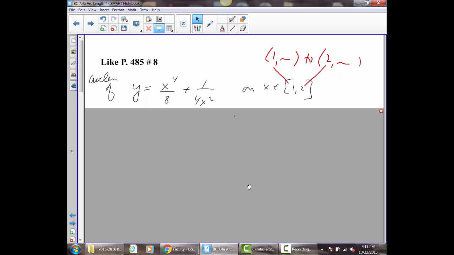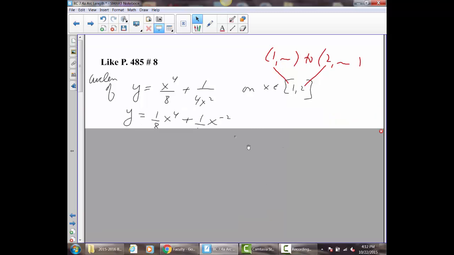So this is like number 8 on page 485. Find the arc length of y equals x to the 4th over 8 plus 1 over 4x squared on the interval from 1 to 2. They're not very clear in your textbook that it's x equals, but if the function is given to you in terms of x, that means the interval they're going to give you is in terms of x. Vice versa, if x is a function of y, these will be y's. Okay, so we're going from the point 1 comma something to the point 2 comma something, and we want the arc length.